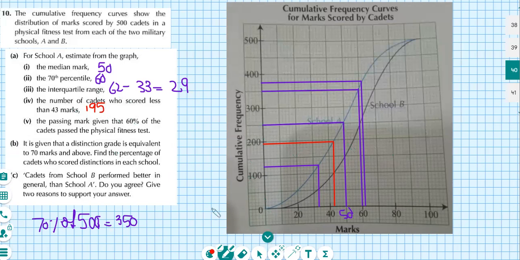The passing marks, given that 60% of the cadets passed the exam. 60% of the cadets, so we will see from the top. 60% from the top will be 40% from the bottom. So 40% from the bottom, 40% of total. Total students are 500, so that is 200.